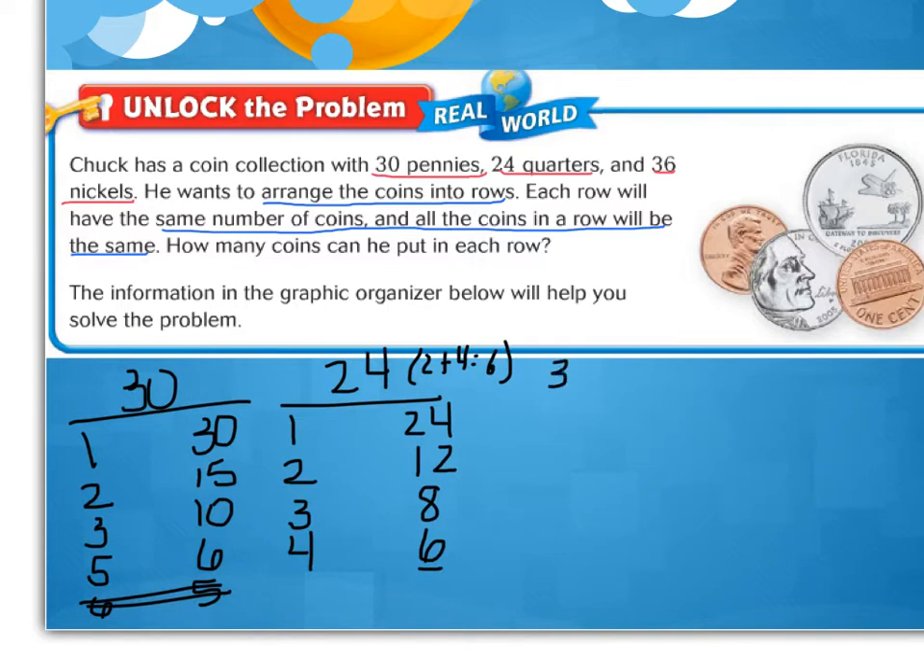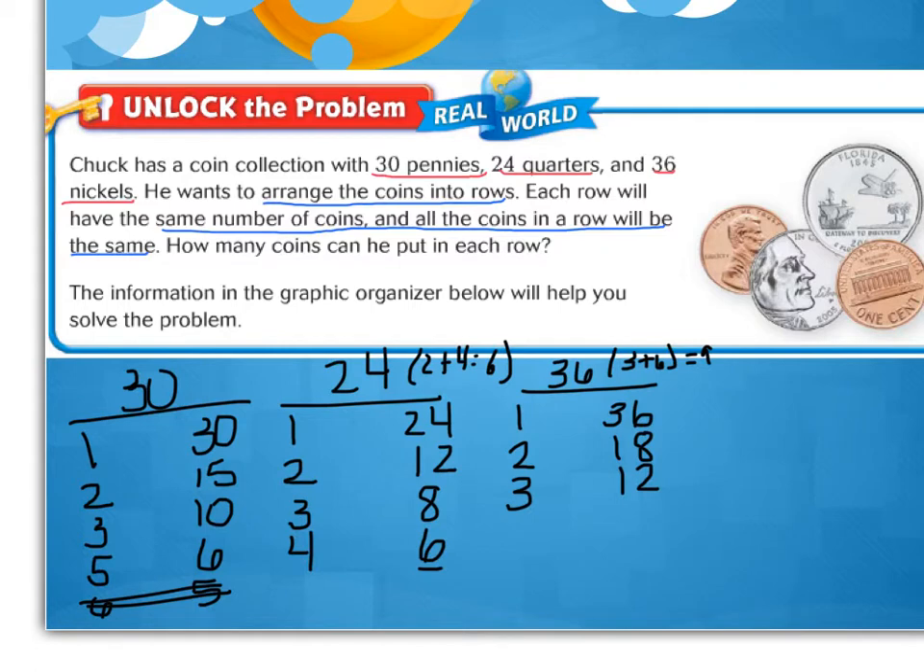Finally, I'm going to list the factors for 36. 1 times 36, and 36 is even, so 2 is a factor of 36. Half of 36 is 18, so 2 times 18 is 36. 3 plus 6 is 9, so I know that 3 is a factor of 36. I know that 3 times 10 is 30, which makes 3 times 11 33, so 3 times 12 is 36.